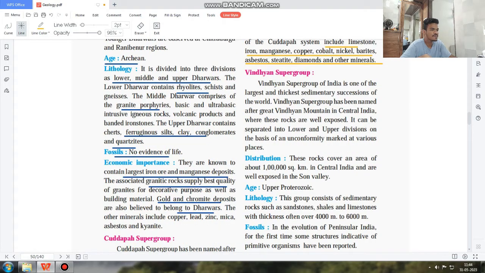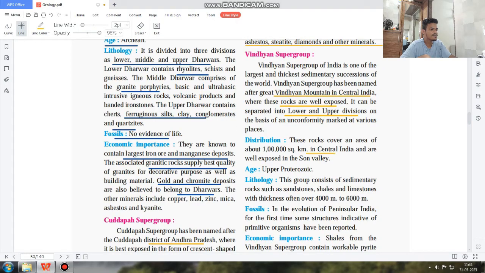Okay, Vindhyan supergroup. It is basically found in the Vindhyan mountain in central India, where the rocks are well exposed, divided into lower and upper divisions. Distribution: found in central India and exposed in the Son Valley. Yes, this is important, Son Valley. Whatever I'm marking, mark in your textbook, please.